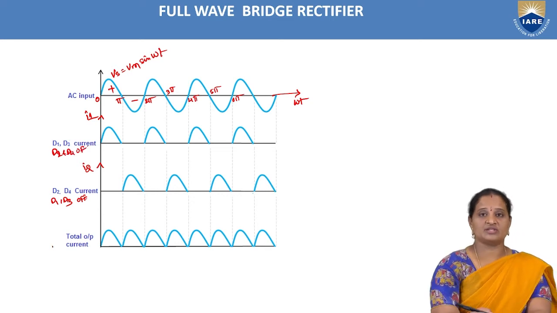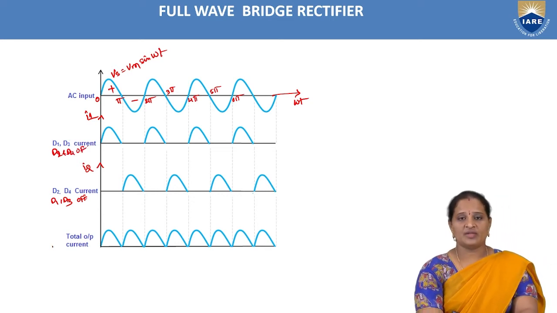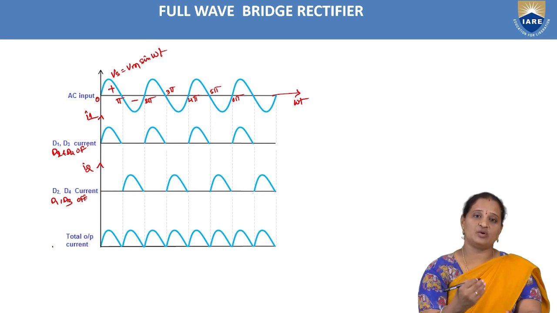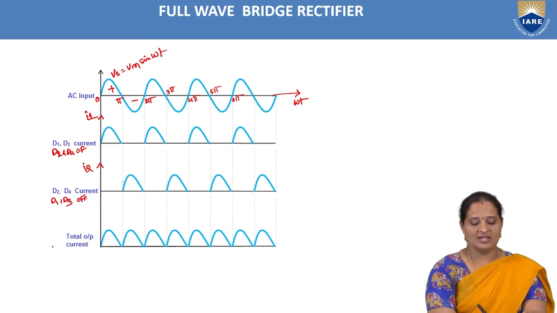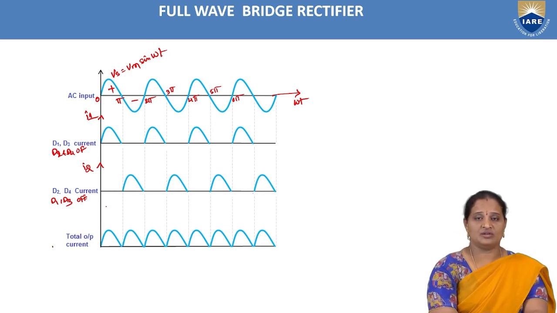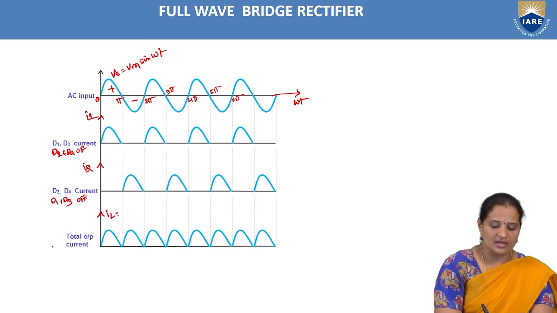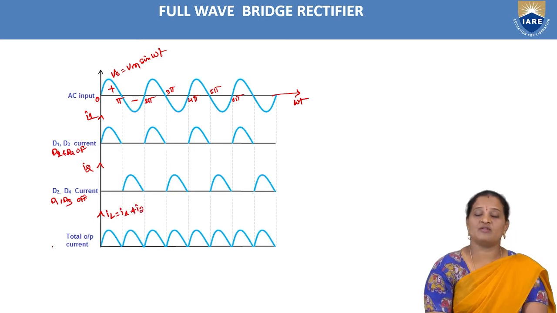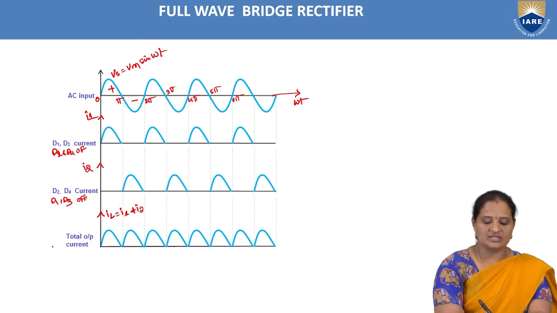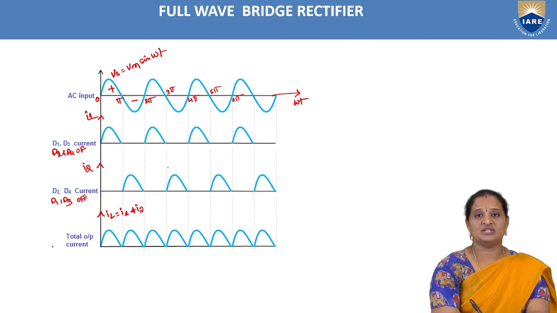So these are the two currents, I1 and I2, that are flowing through the load resistor in the same direction. Now the total load current IL is considered to be I1 plus I2, which is nothing but the summation of these two waveforms, I1 and I2, which have only positive half cycles of input.